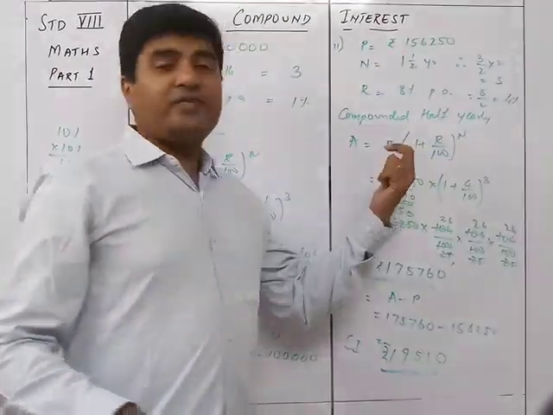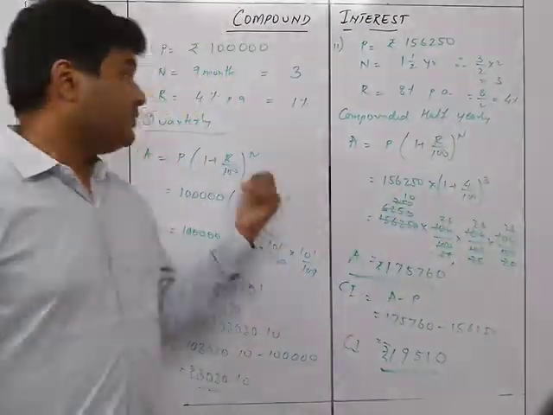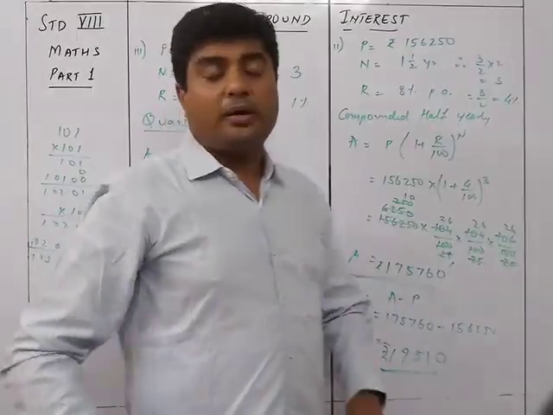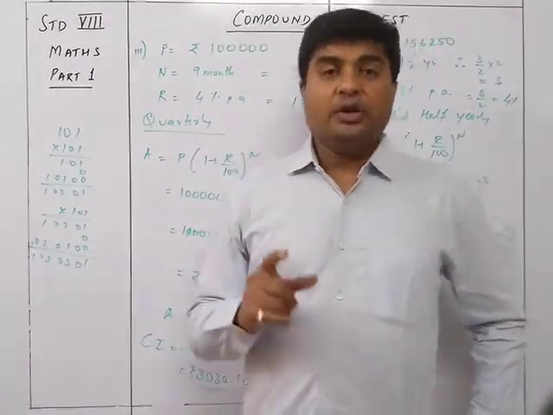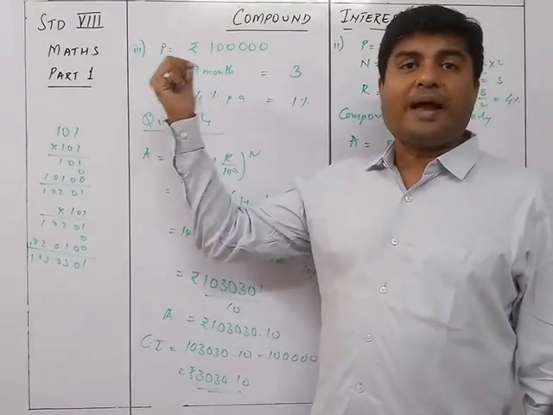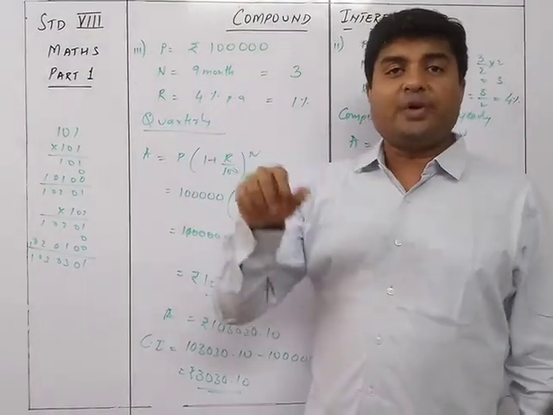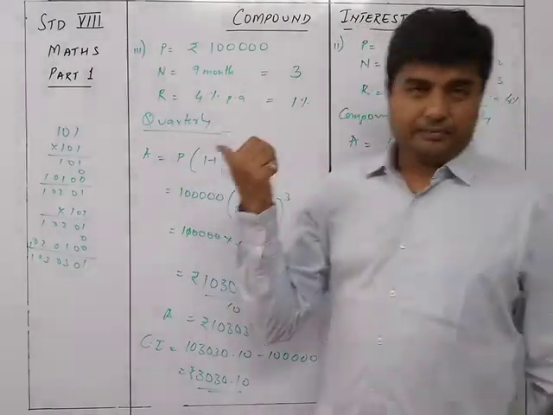Because we divided the rate of interest by 2, we multiplied the number of years by 2. And here, since we divided the rate of interest by 4, we divided the number of years by 4. So abhi kiya 9 months. What is 9 months? 9 months is nothing but 9 upon 12 years. So 9 upon 12 into 1 upon 4 करके क्या मिलेगा अपने को? That will give you 3.